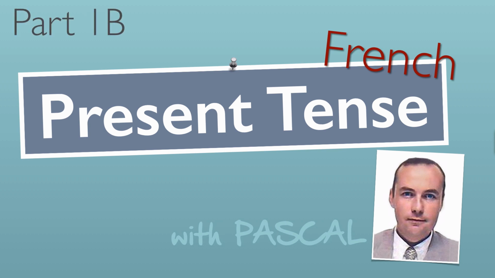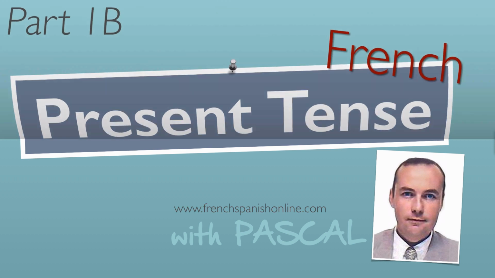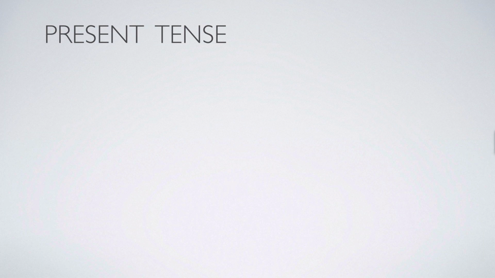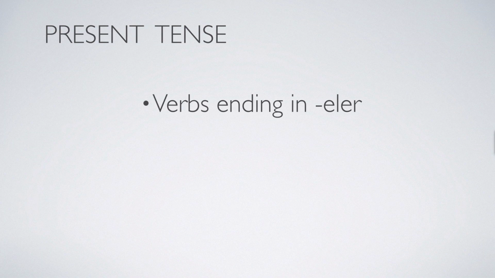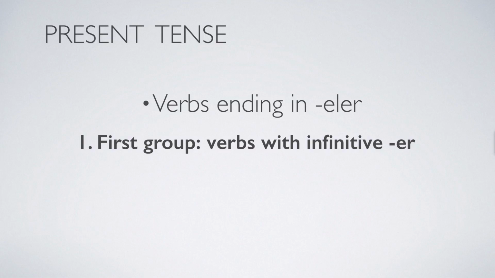We are going to see here the part B. The part B, well, again, semi-irregular verbs. Verbs ending this time in -eler or -eter. They are part of the first group, so the endings are the same, but we are going to see that there are some changes for the stem.